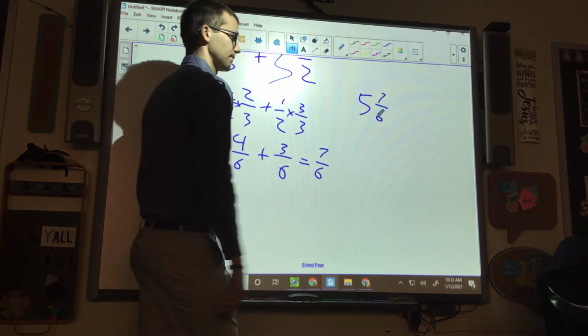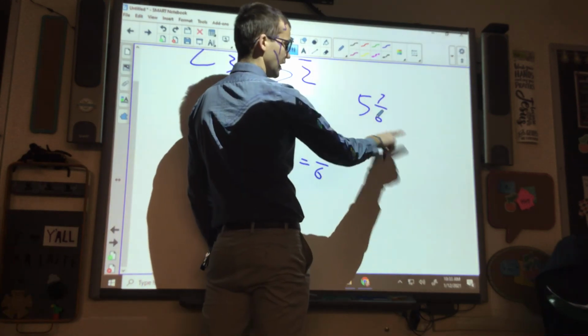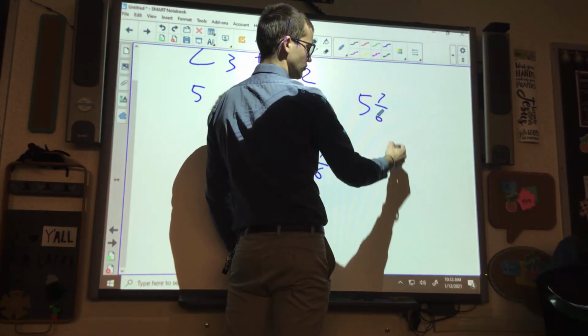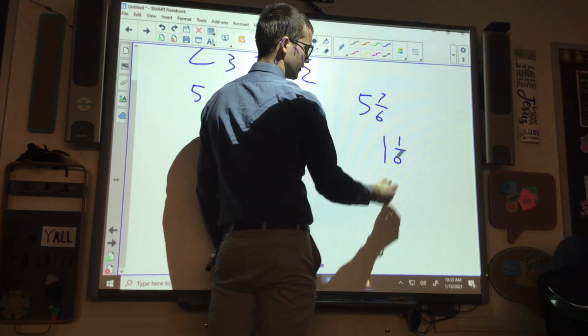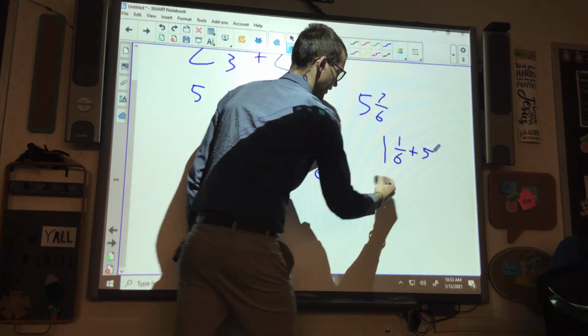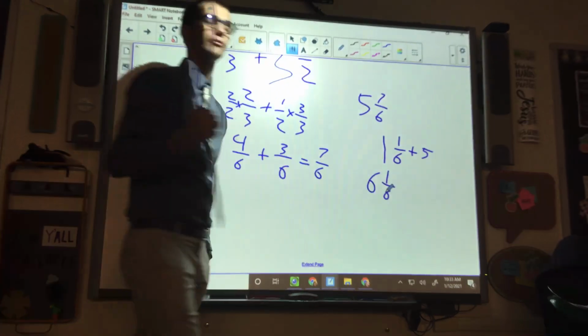No, you have to divide. Yep, so I'm going to get an extra 1 out of it. So 7/6 turns into 1 and 1/6. 1 and 1/6 plus 5. So I get 6 and 1/6, and what's my label?